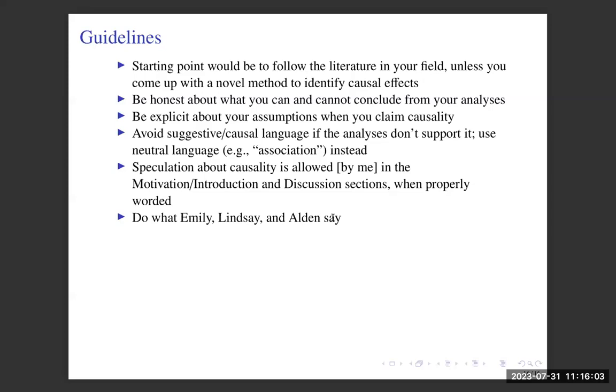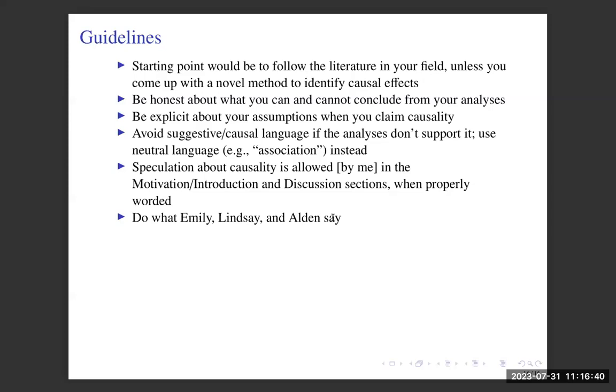Be honest about what you can and cannot conclude from your analyses. If you claim causality, then be explicit about what your assumptions are that make you claim causality, and avoid suggestive or causal language if the analysis doesn't support it, and use neutral language instead. So you would say association if you cannot claim causality.